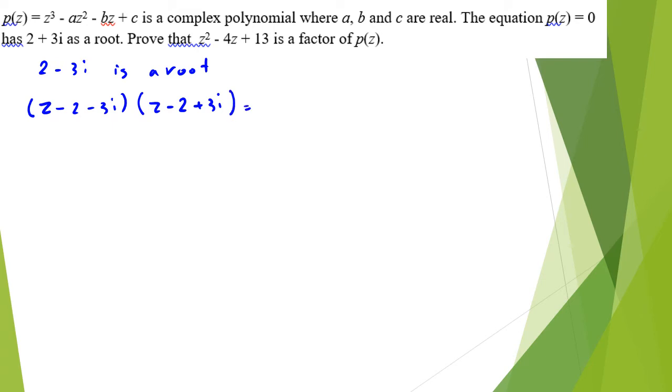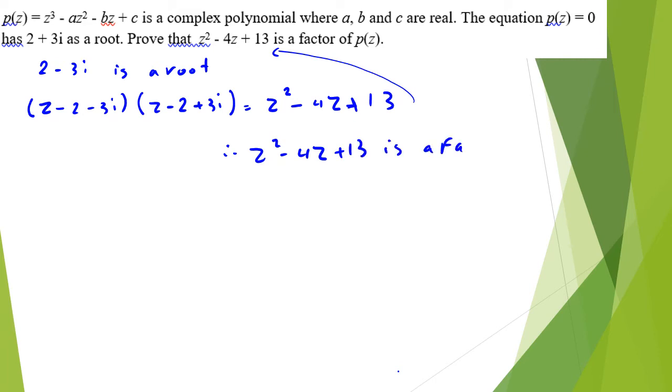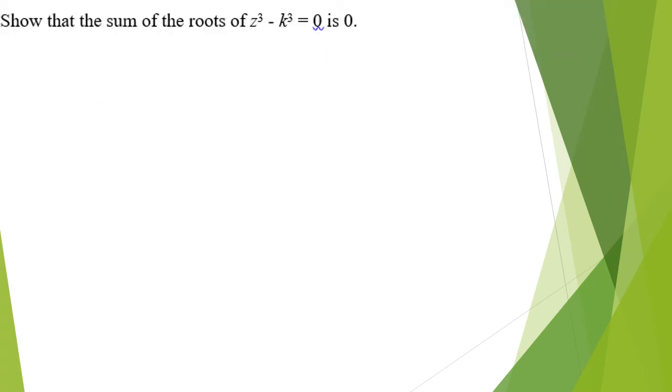Expanding this one here and simplifying, you will end up with z squared minus 4z plus 13, which is what's being given in here. So you will say that means z squared minus 4z plus 13 is a factor, which is what you want to be proven. Okay, so that's the starting point. If you started with the starting point correctly, then it's quite straightforward. You just expand.